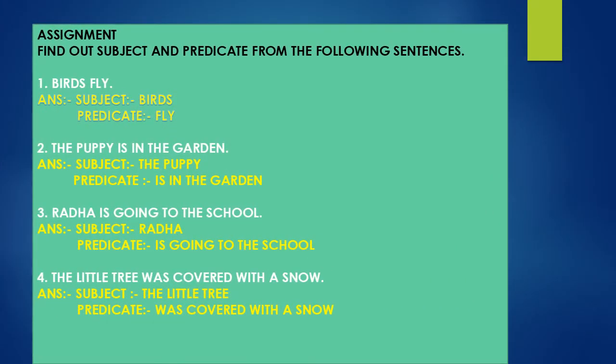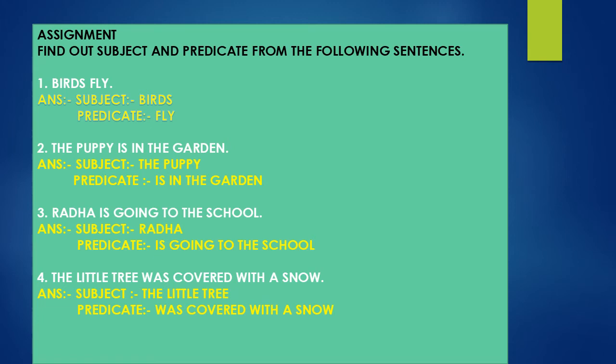Assignment. Find out subject and predicate from the following sentences. Example 1. Birds fly. So here we are talking about the birds. So birds is the subject. And what are the birds doing? Birds are flying. So fly is the predicate.